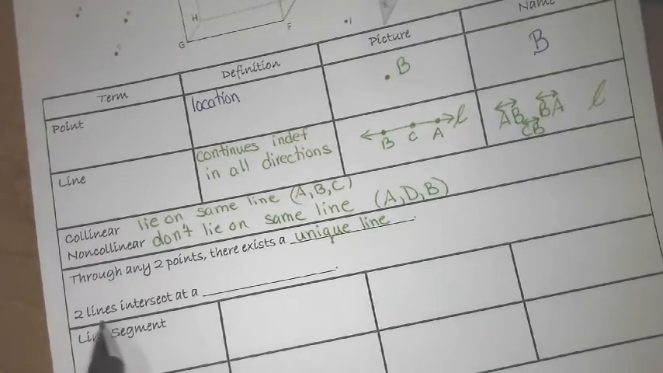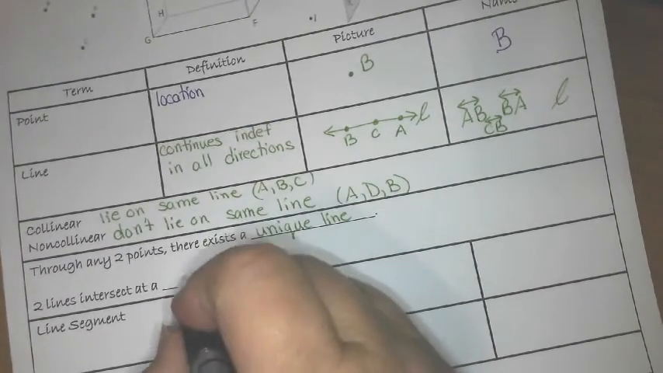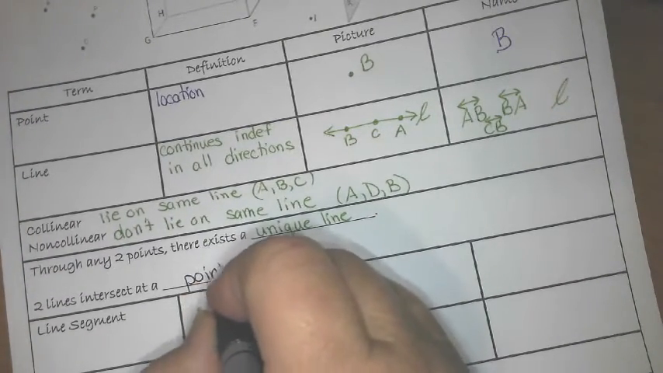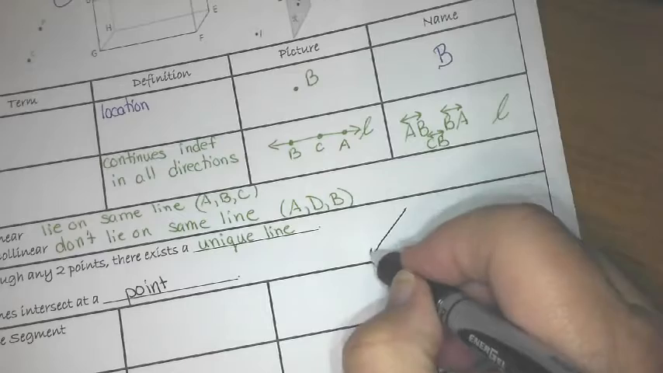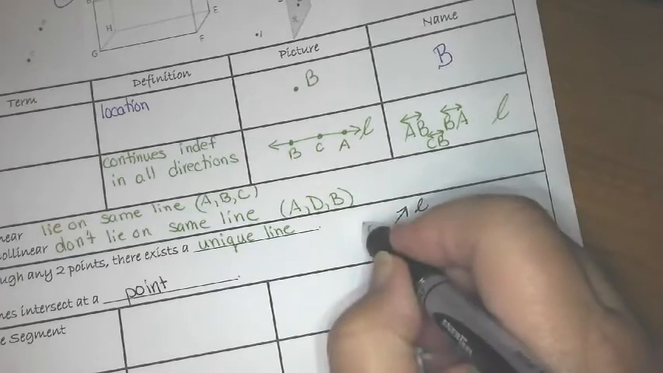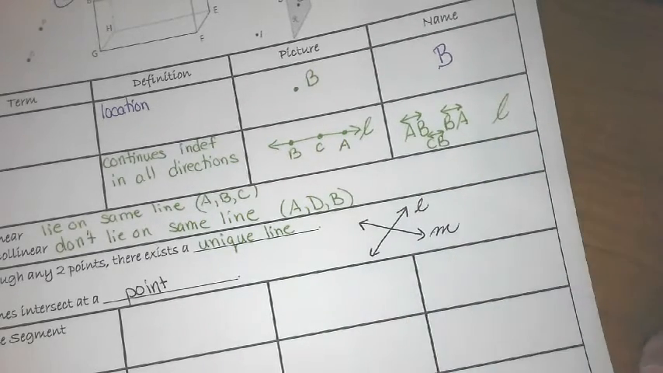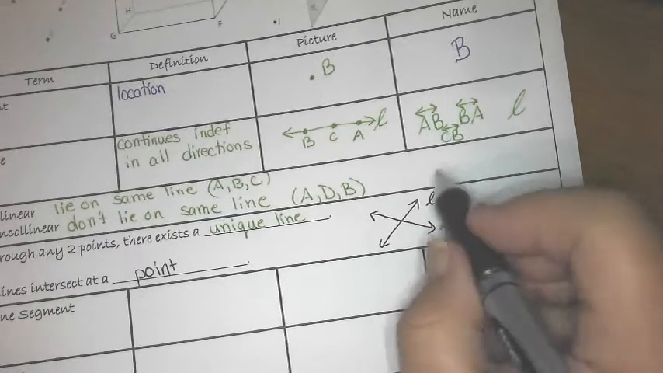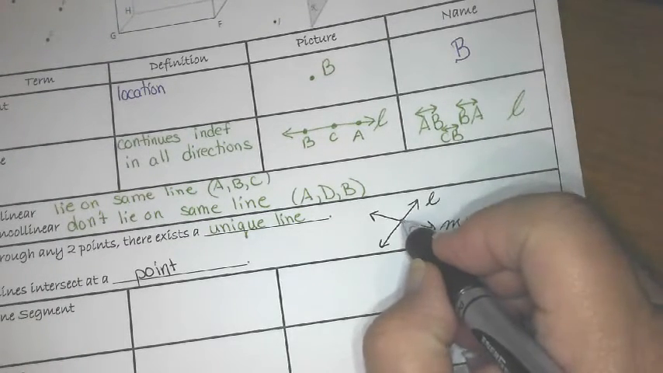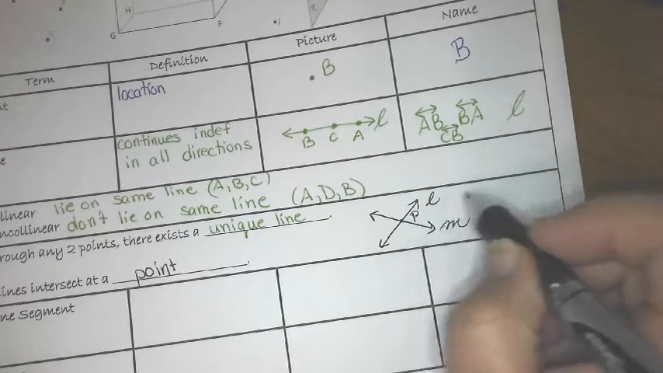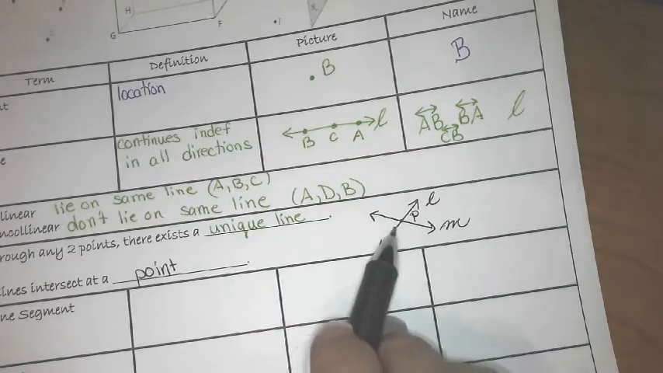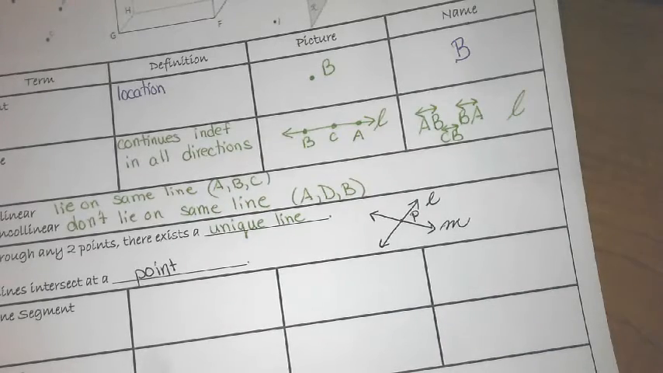2 lines intersect at a point. So if I have 2 lines, I'll call them line L and line M, and I asked you, where does line L intersect line M? You would pick this point right there. I'll just name it P. 2 lines intersect at a point.